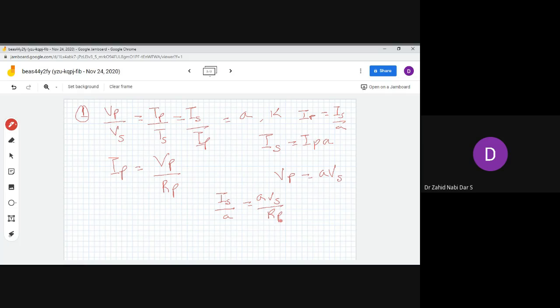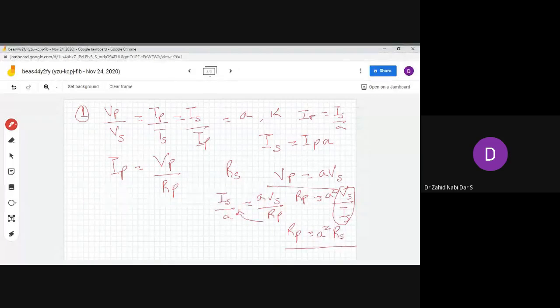Now if I want to write Rp, I cross multiply, and Rp would be equal to A square Vs divided by Is. Now Vs by Is is nothing but Rs. So I can write my Rp is equal to A square Rs. Got this point? Similarly, I can write Rs, if I have to refer to the secondary, as Rp by A square. So these are the two things that I wanted to explain to you.